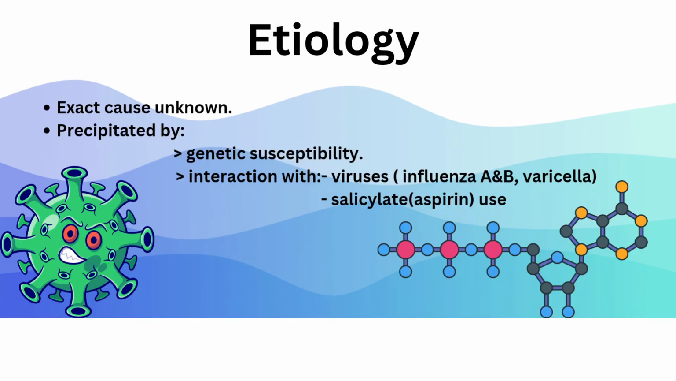The exact cause of Reye syndrome is unknown, but it has been found to be precipitated in genetically susceptible individuals with an interaction of a viral infection like influenza A or B or chickenpox or varicella with the use of salicylate, meaning that for a child to develop Reye syndrome, this is a child who has a risk factor genetically with also an interaction of a viral infection, which then becomes treated with the use of aspirin. Then that will trigger this child to have Reye syndrome.